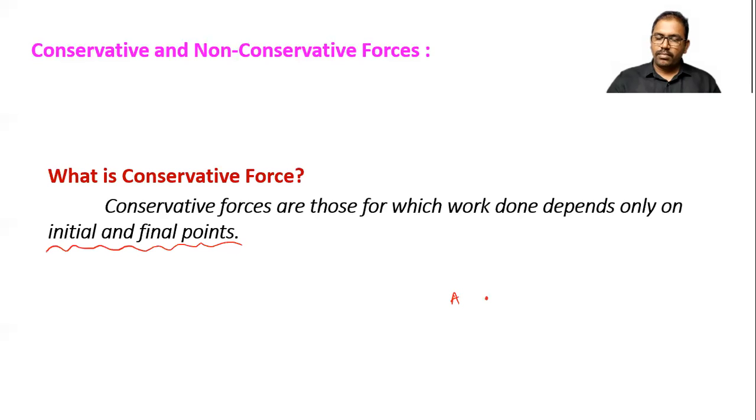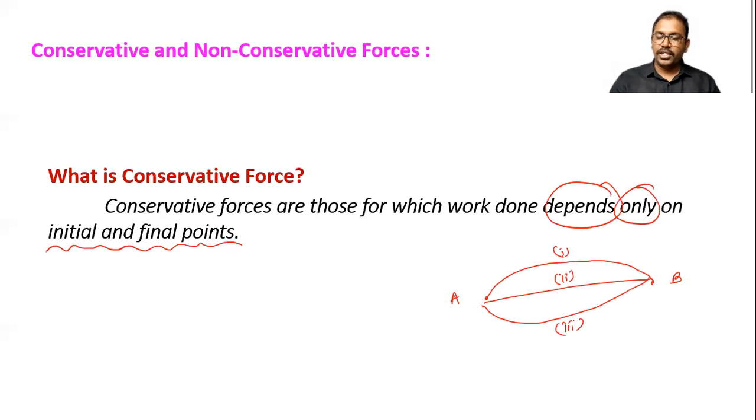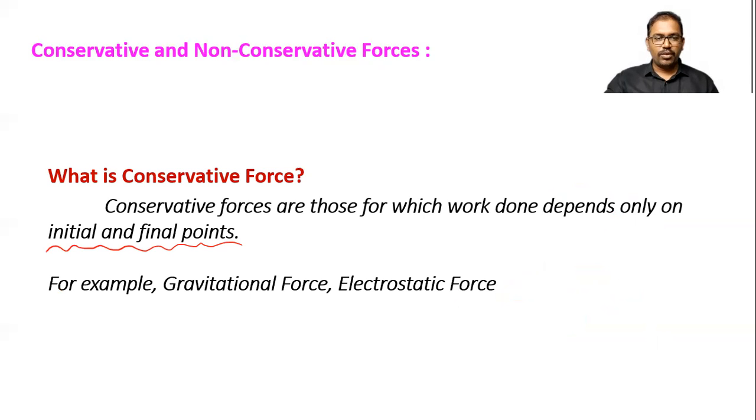Means if a particle is moved from A to B by this path, by this path, or by this path, by three paths, I consider this the second, this the third path. So work done by these forces depends only on initial and final points. If an object is moved from A to B, the initial point is A and the final point is B. If the initial and final points are the same, then the work done is the same. So work done in case 1 is equal to work done in case 2 is equal to work done in case 3. I hope everyone understood what a conservative force is.